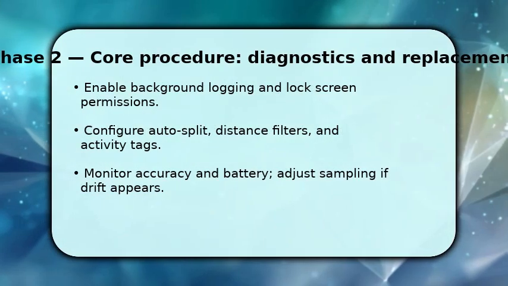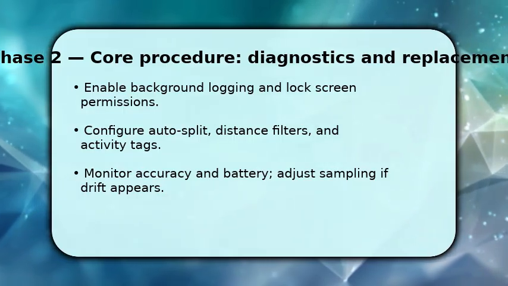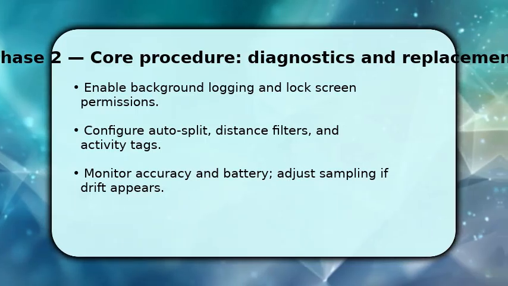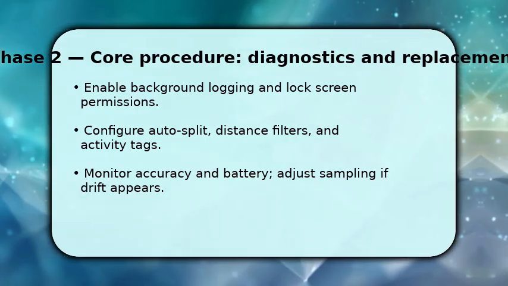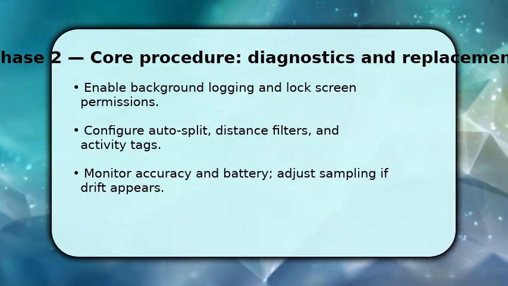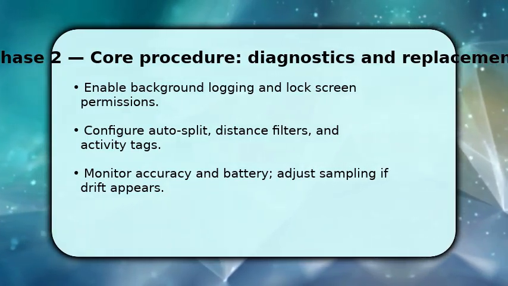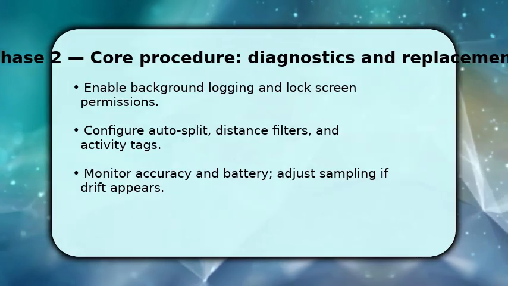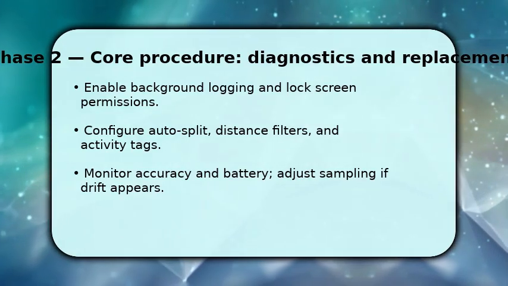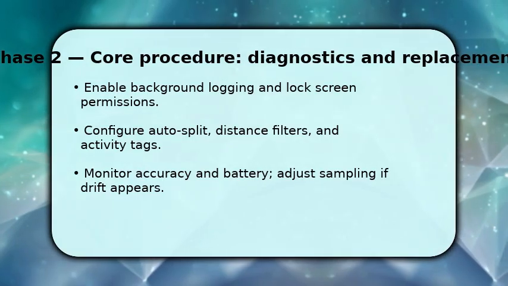You now configure background logging so tracking continues when the screen locks. Grant the app lock screen permission and disable battery optimizers for reliability. Then set auto split by distance or time, add activity tags for later filtering, and enable distance filters to avoid noisy points. Monitor the real-time accuracy metric and battery drain. If you see drift or rapid drain, make sampling less frequent and switch to GPS-only mode.